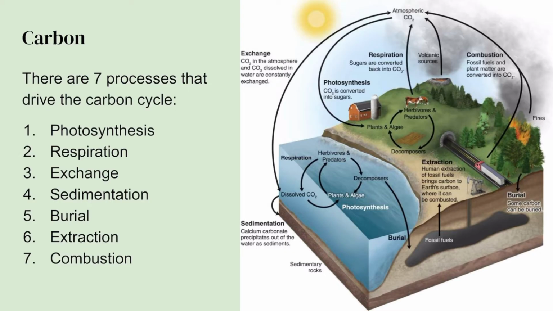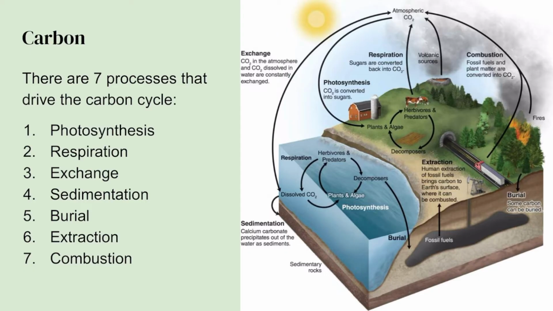And there are 7 processes that actually drive the carbon cycle. So I'm not expecting you to write or draw this whole diagram. We're actually going to draw one in class. But I just want you to know these names and start to understand what these different processes mean. So the 7 processes are photosynthesis, respiration, exchange, sedimentation, burial, extraction, and combustion.